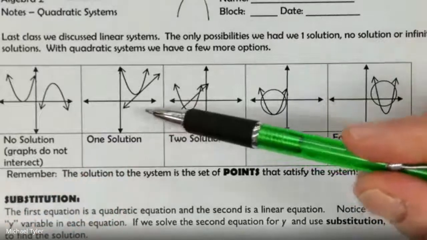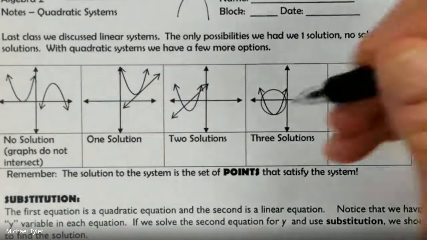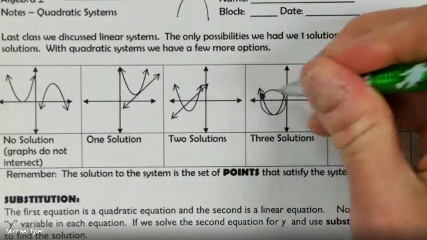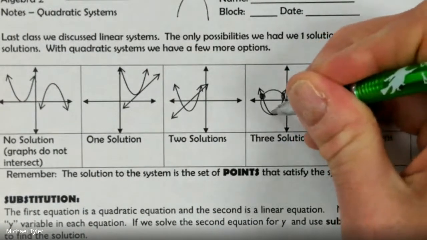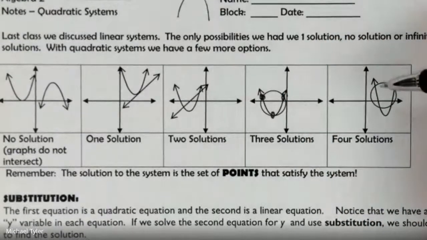You have one. You have two solutions. This one is 3: there, there, and at the very bottom. And then here.